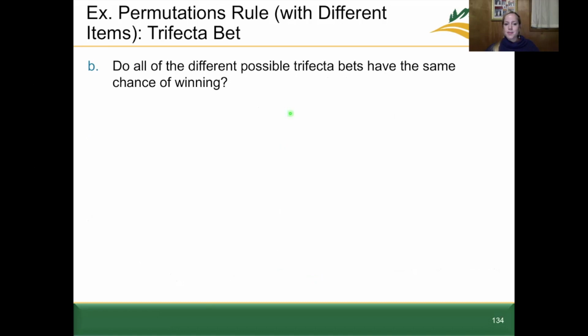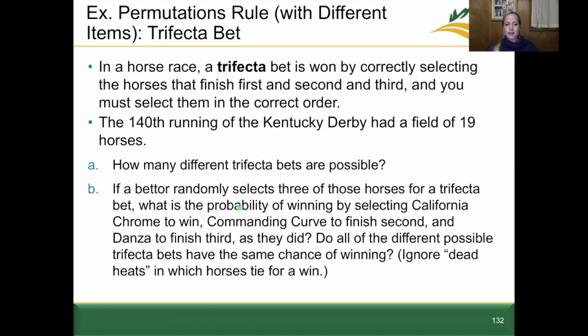Let's think about part B of that question. Do all 3 different possible trifecta bets have the same chance of winning? Going back to our question here, we're asked if a bettor randomly selects 3 of these horses for a trifecta bet, what is the probability of winning by selecting California Chrome to win, Commanding Curve to finish second, and Danza to finish third?